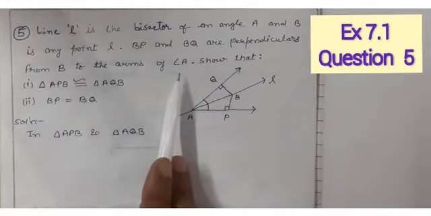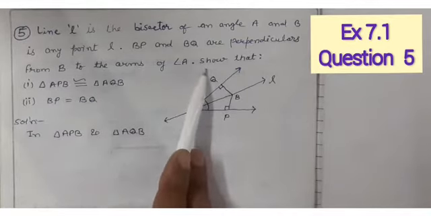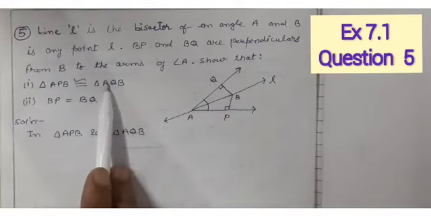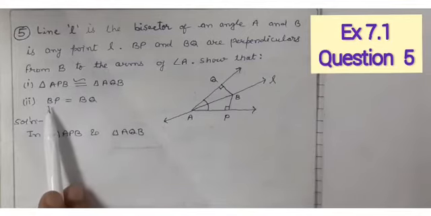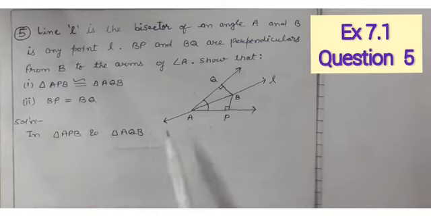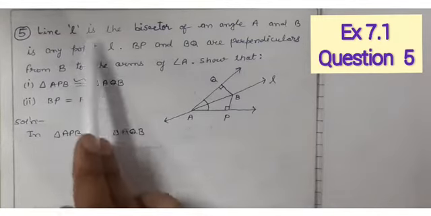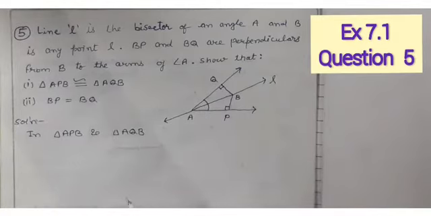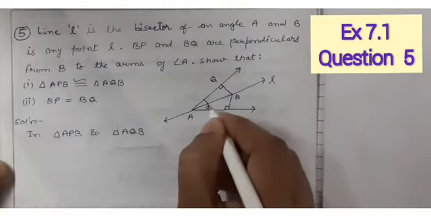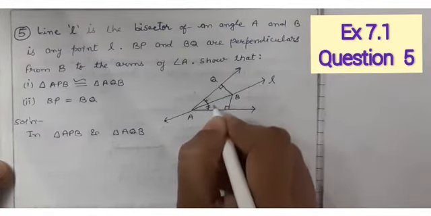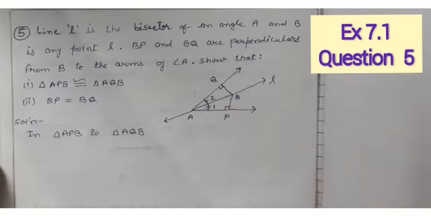And then you have to show that these two triangles are congruent. And also you have to show BP is equal to BQ. One very important thing, L is the bisector of angle A. Bisector of angle A means these two angles are equal. I can say this is 1 and this is 2, both are equal.